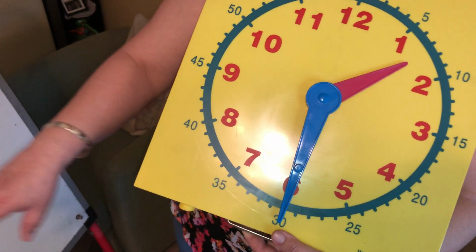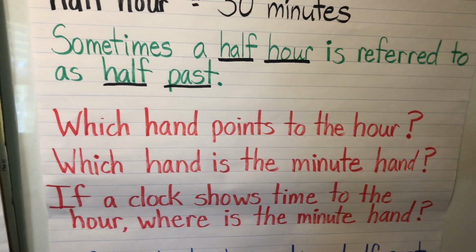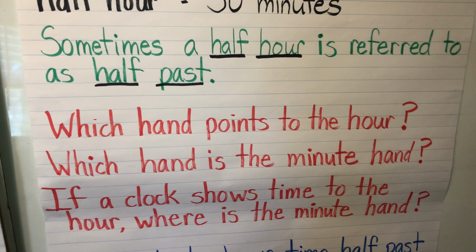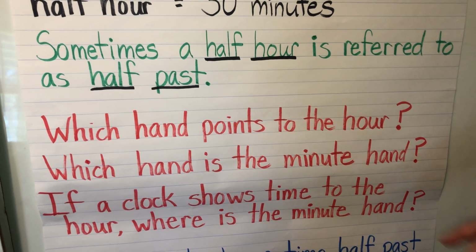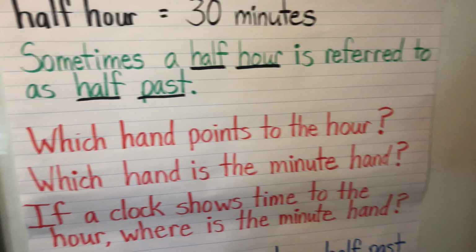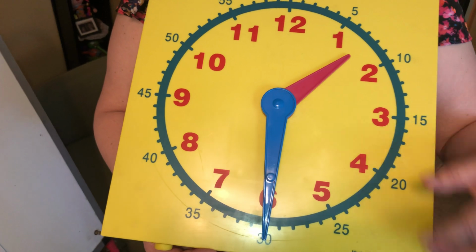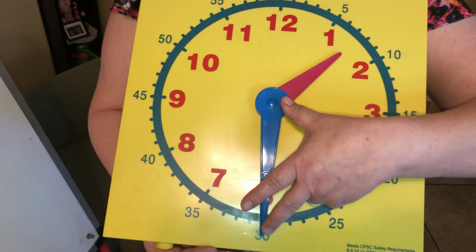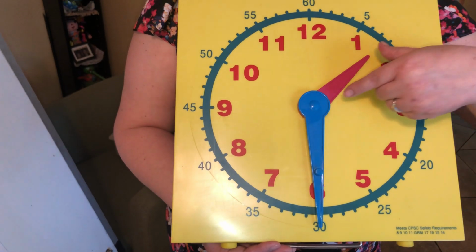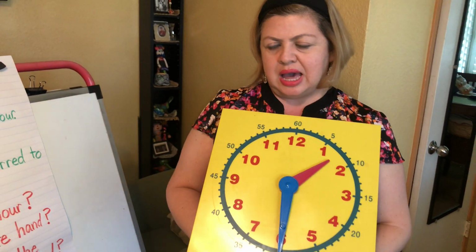So let me just go back here really quick to some questions that we're going to review, because you really have to know the difference between the hour hand and the minute hand to be successful at using an analog clock. So our first question is, which hand points to the hour? So let's look at the clock and ask yourself, which hand points to the hour? Is it the short hand or is it the long hand? If you answered the short hand, then you are correct. The short hand points to the hour.